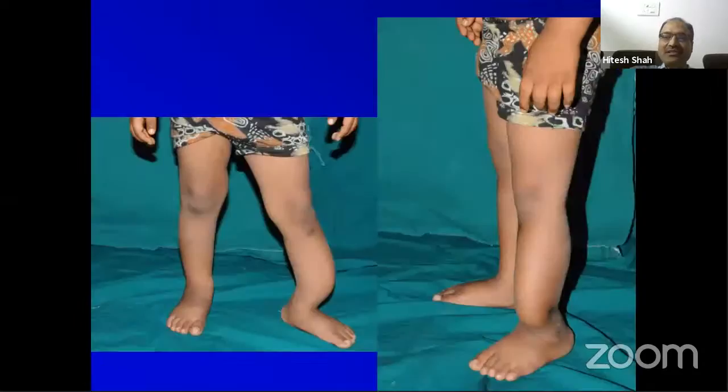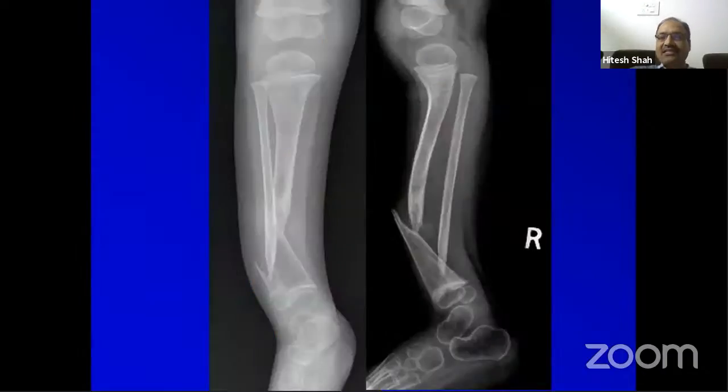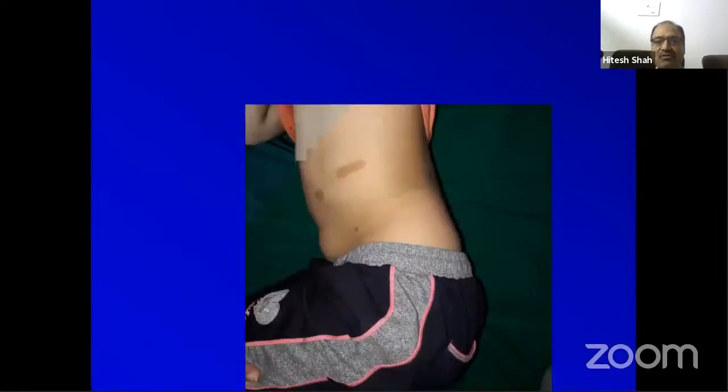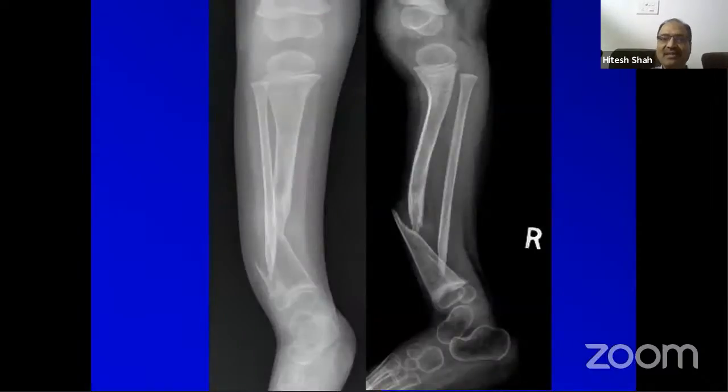Okay, another child, similarly with anterolateral bowing and café-au-lait spots, and this is the X-ray. This is another child, not the same child, but the bowing is similar, anterolateral bowing with café-au-lait spots, and this is the X-ray. Can you describe the X-ray?